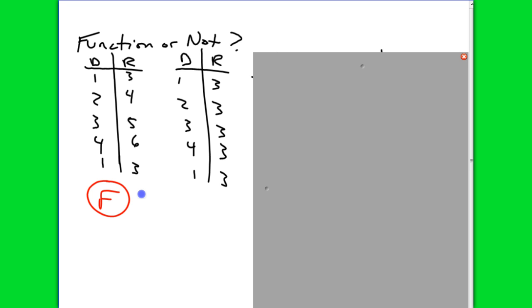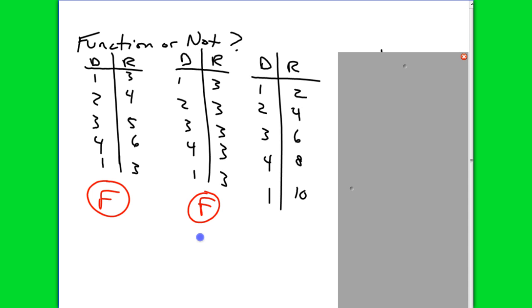Let's try the second group. We have 1, 3; 2, 3; 3, 3; 4, 3; and 1, 3. This is a strange looking function, or not, a relation, let's say. Is it a function? So once again, we can look to the domain, we can look to the value that was input twice. When we input 1, out pops 3. When we input 1, out pops 3 again. So the output is the same for the same input. So is this a function? Yes, it is. It's a function.